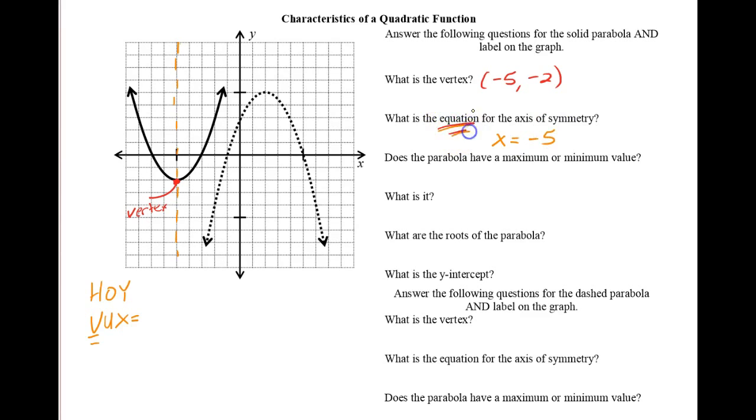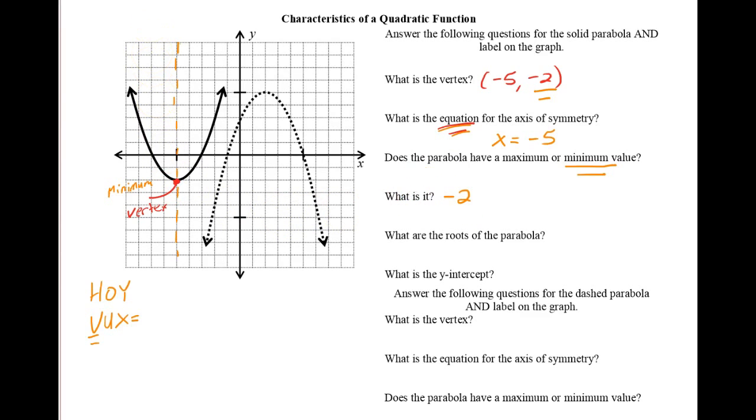And we want to focus on this equation. It's not just a number, it's actually an equation, x equals -5. Since this parabola is opening up, it has a minimum value. The vertex here is also the minimum value. When we find the minimum value, we're talking about the y value of the vertex. And so the minimum value is -2.